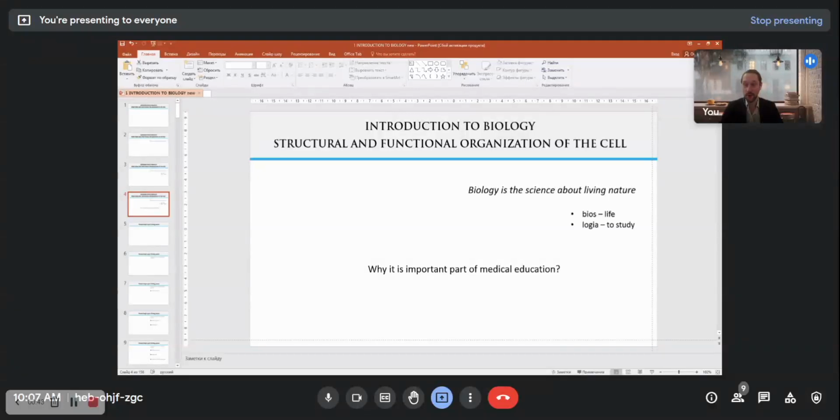And the question that I want to propose to all of you is why it is an important part of medical education. Every time you start to study something new, you should answer for yourself this question: why do I need this? This will give you higher motivation for study, because you will not study just because it is in your curriculum and you need to pass an exam, but because you understand and feel why you need this subject, why you need this knowledge in your professional career.